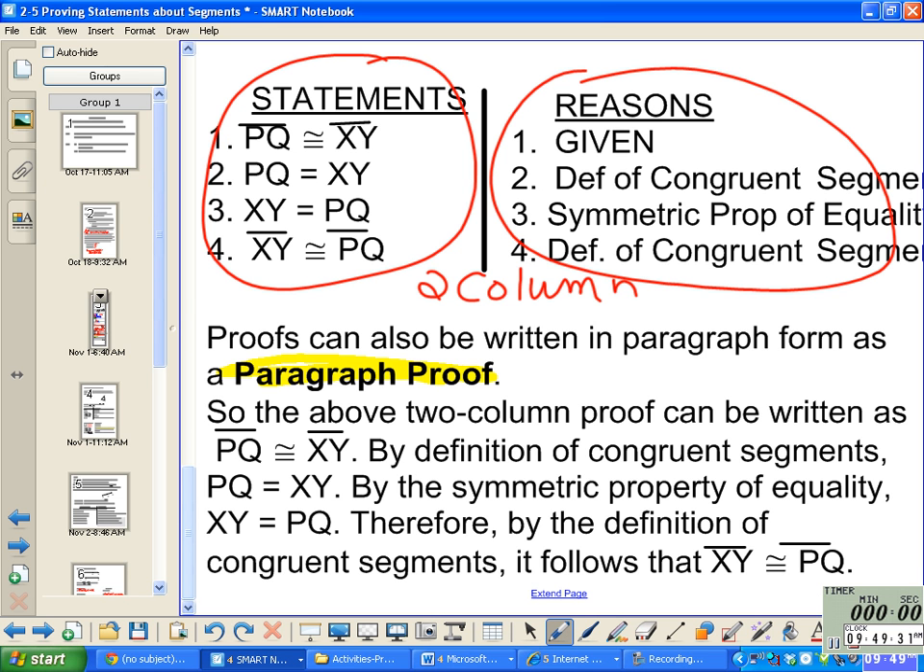And if we write in paragraph form, the statements and the reasons are still both the same. So if we write it in paragraph form, the above 2-column proof can be written as: segment PQ is congruent to segment XY by definition of congruent segments. PQ is equal to XY. By the symmetric property of equality, XY is equal to PQ. Therefore, by the definition of congruent segments, it follows that segment XY is congruent to PQ. And that's how you could also write this here.